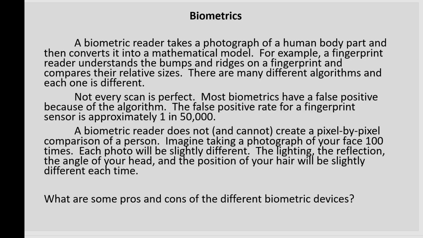Not every scan is perfect. Most biometrics have a false positive because of the algorithm. The false positive rate for a fingerprint sensor is approximately 1 in 50,000. A biometric reader does not and cannot create a pixel-by-pixel comparison of a person. Imagine taking a photograph of your face 100 times. Each photo will be slightly different. The lighting, the reflection, the angle of your head, and the position of your hair will be slightly different each time. So what are the pros and cons of the different biometric devices?